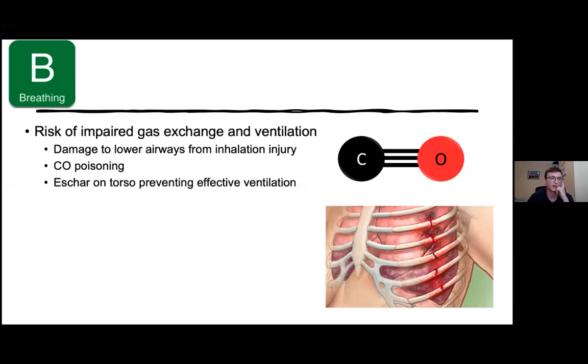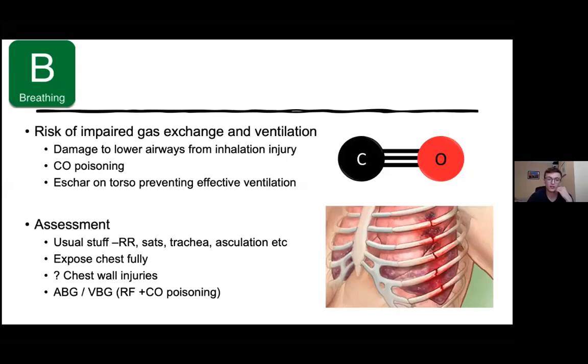So when tissue's burnt, you lose that normal elasticity, and you get a leathery tissue that constricts the chest and might stop normal chest rise for effective ventilation. And if this is the case, then we might need something called escharotomy, which is essentially where you cut through the burnt tissue or the eschar to allow the chest wall to move normally.